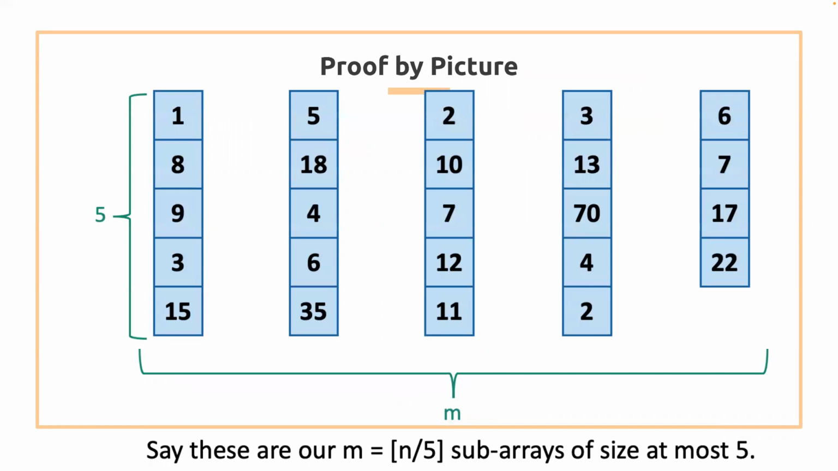Imagine this is an array like 1, 8, 9, 3, 15, 5, 18. So imagine it's just a single array altogether. Now, the first thing we do is split it into m groups of size 5. This is in our head, we're just imagining how the algorithm works. So there are about n over 5 groups.